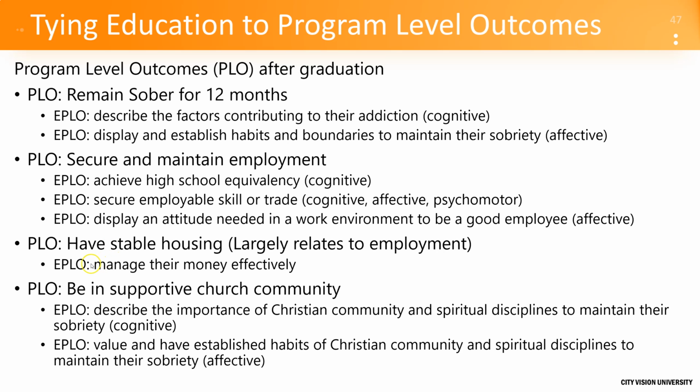And then to have stable housing. So that largely relates to employment. So you might have maintain their money effectively. Now there's going to be other outcomes that would contribute to that. To be in a supportive church community, you might have an educational program learning outcome that describes the importance of Christian community and spiritual disciplines to maintain their sobriety.